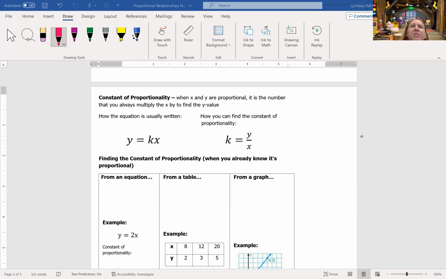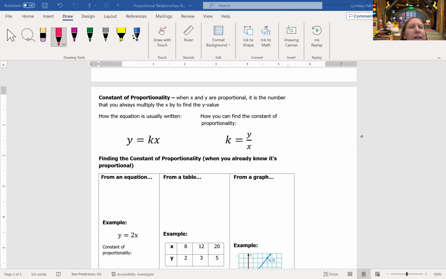Okay, so in the last video, we talked about how to tell if things are proportional. Now we're going to look at things that we know are proportional, whether it's because we already went through our steps and verified it, or if the question is simply saying, hey, here's a proportional relationship. Once again, you heard this last year, so it should sound familiar.